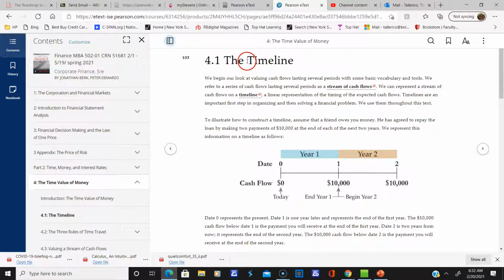All right. So first of all, we look at a timeline. And date 0 is always considered today. And when we start doing net present value, the cash flow out of your pocket that you invest at this point will be negative. So this is showing us our stream of cash flows. Here's where we invested our money, and here's where the positive values are coming in. So this is a stream of cash flows, and this overall is called a timeline.